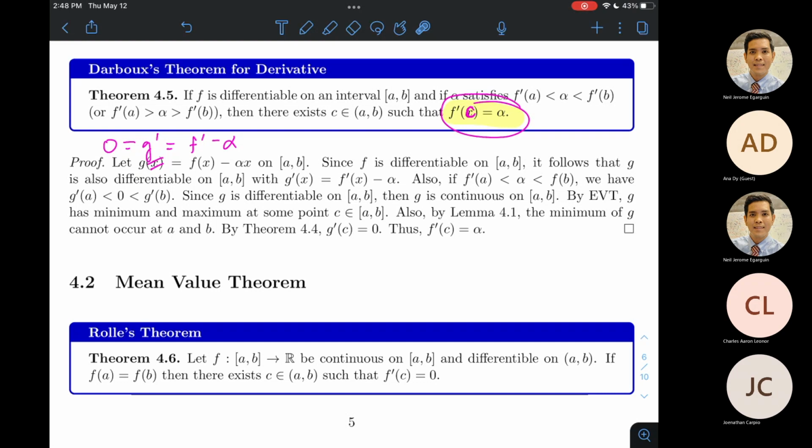Well, actually, pwede kong gamitin yung Interior Extremum Theorem, pwede rin ang Extreme Value Theorem, and I guess the proof here used the Extreme Value Theorem. Okay? So i-analyze natin.